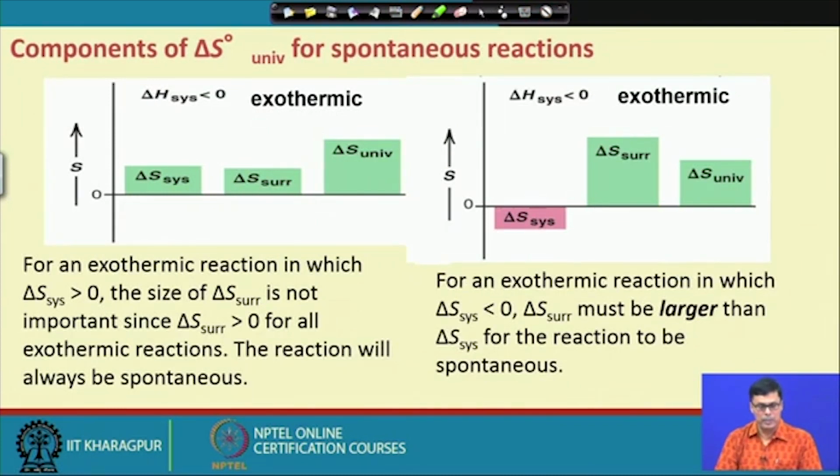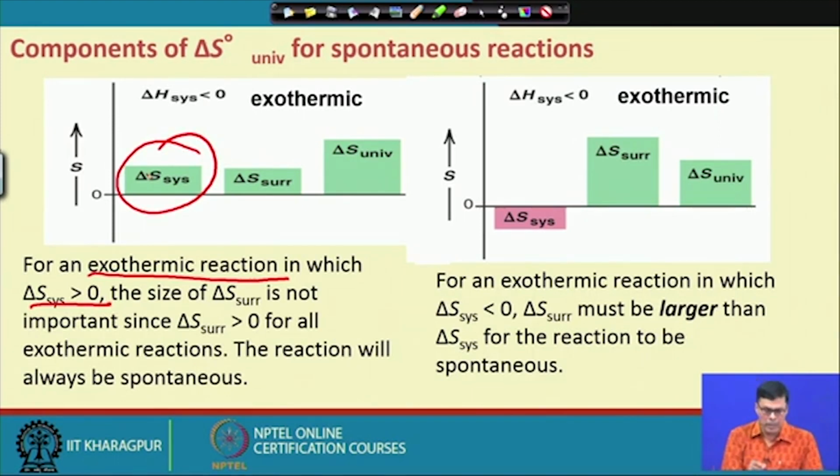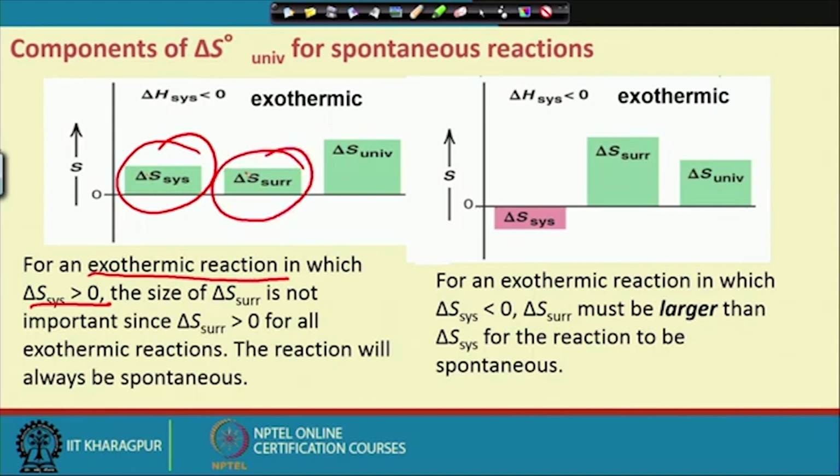Now, it is very interesting how we can monitor the exothermic reaction, and how system and surroundings influence the entropy change. Here are all examples of exothermic reactions, and under what circumstances we have them. Let us take the first instance of an exothermic reaction in which the change of entropy of the system is positive and the change of entropy of the surroundings is positive. Then the change of entropy of the universe should be positive. The reaction will always be spontaneous.